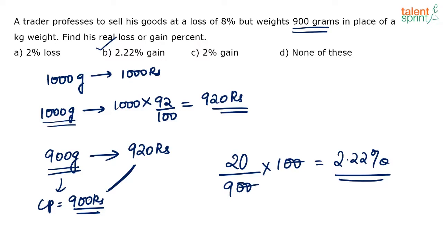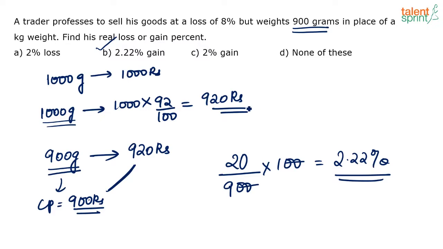See, what do I take? I take 1000 grams is costing 1000 rupees, or I say 1 gram is costing 1 rupee. So the trader says that by selling this 1000 gram, I am making a loss of 8%. So for goods which are worth 1000 rupees, he is saying he is selling them for 920 rupees. That's how he makes a loss of 8%.